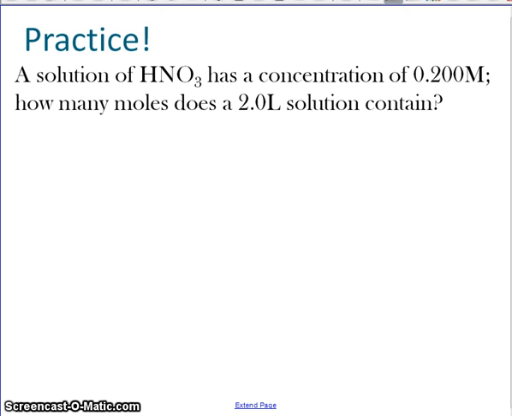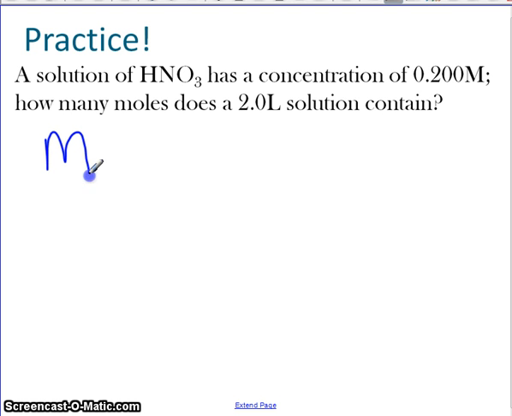These should be easy manipulations for you at this point. So we'll do one practice example. A solution of HNO3, so since the H is in the front, it is an acid. NO3 refers to the polyatomic ion nitrate. When it's an acid, it now becomes nitric acid. So a solution of nitric acid has a concentration of 0.200 molar. How many moles does a 2.0 liter solution contain?